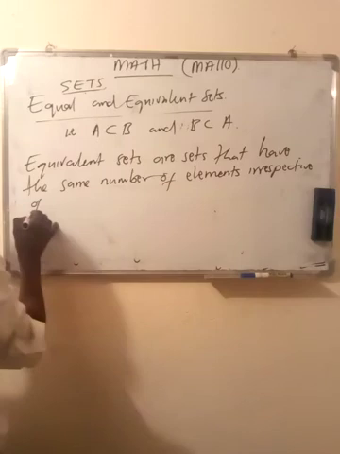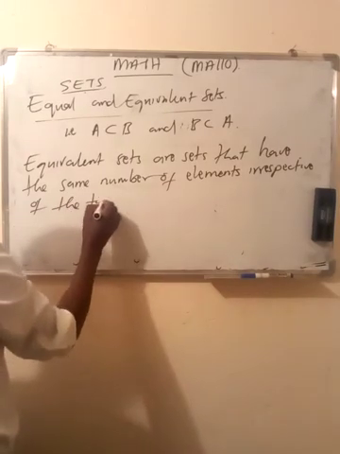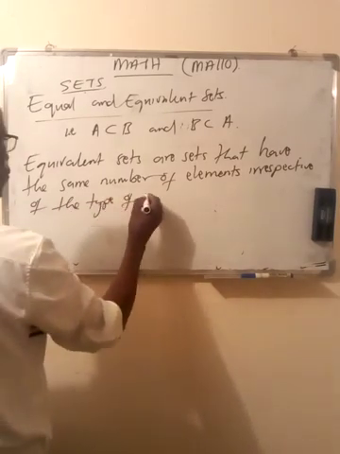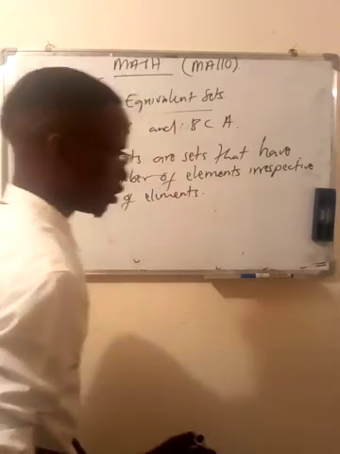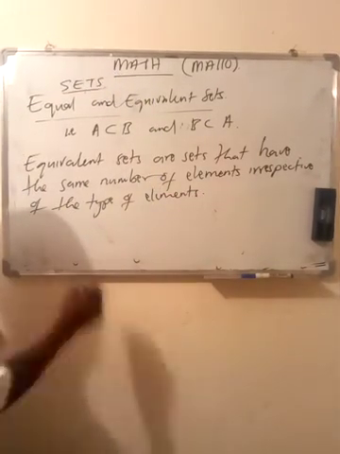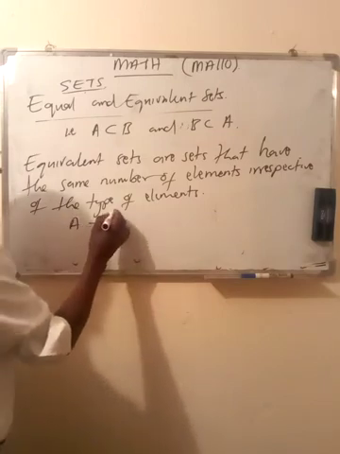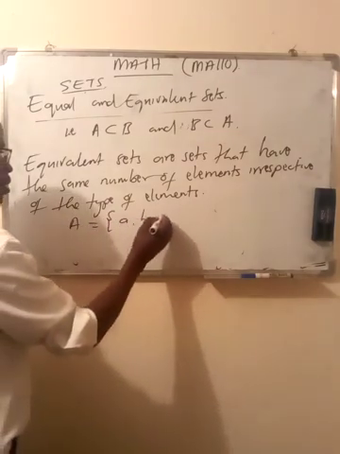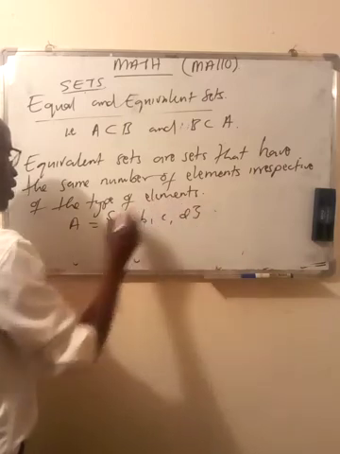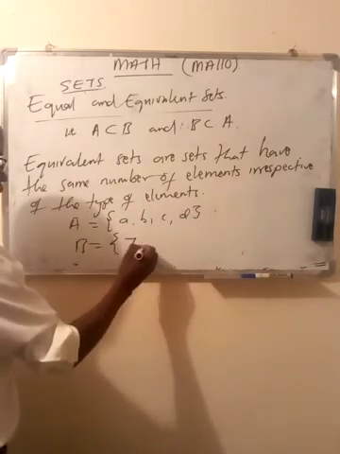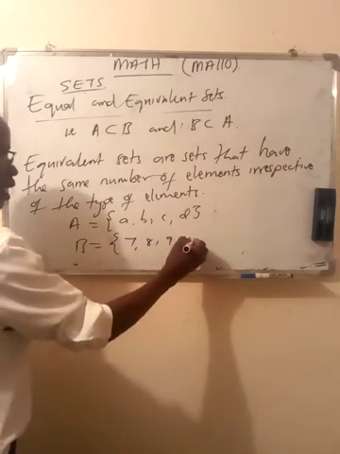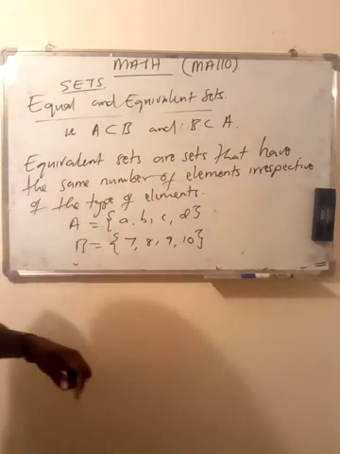equivalent. So let's say, for example, A is, maybe let's say A, B, C, and D. Then the set B is, let's say, 7, 8, 9, and 10. Okay? So we can see that those two sets are having the same number of elements, right? So it means that those two sets are what? Are equivalent. Okay, those two sets are equivalent.